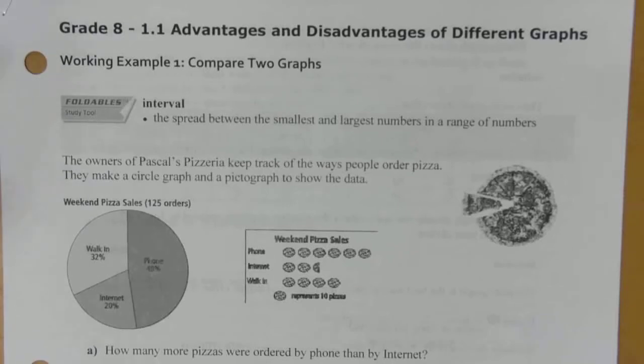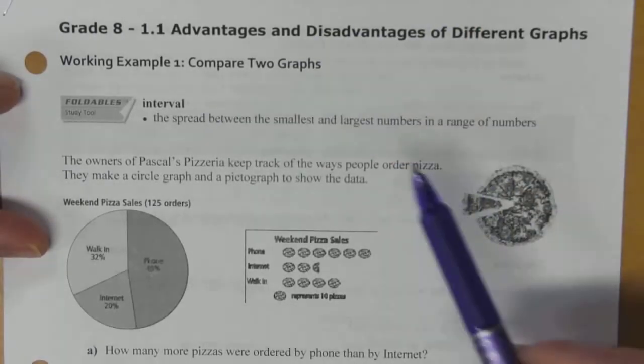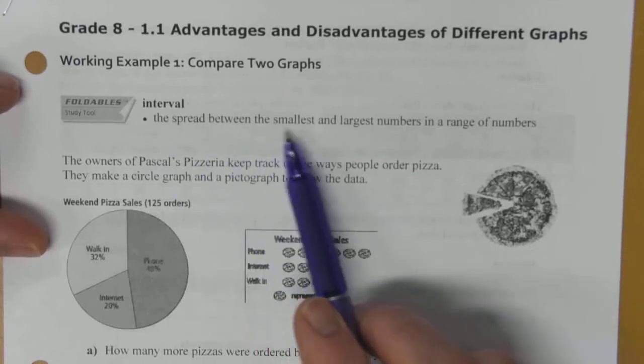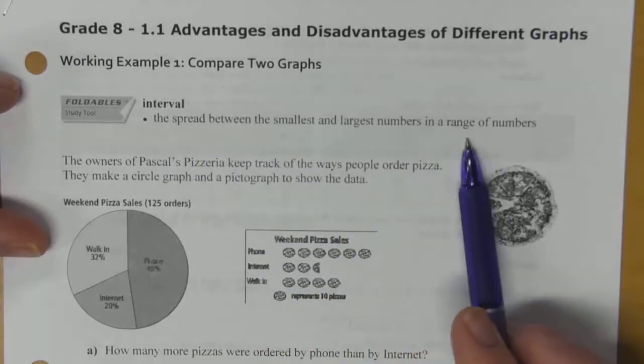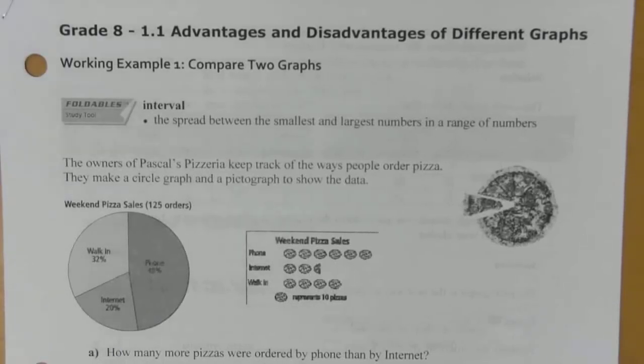But before we get started, we have a definition for the word interval to look at. An interval is the spread between the smallest and largest numbers in a range of numbers. So if you've got a set of numbers like 2, 3, 7, 12, 15, 18, the largest number is 18, the smallest number is 2. So the spread is between 2 and 18, which if you subtract 2 from 18 is 16. So you've got a spread that is the size of 16 with that set of numbers.